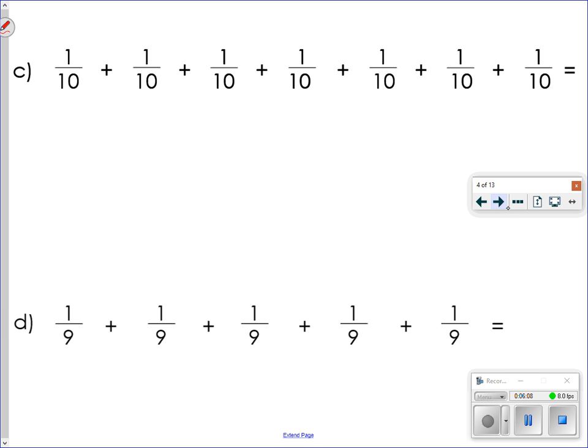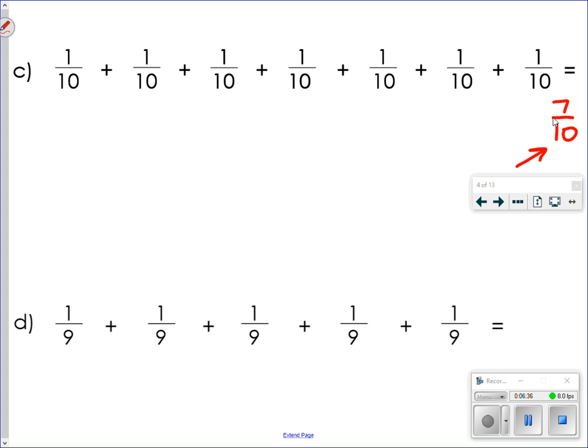1/10 plus 1/10 plus 1/10 plus 1/10 plus 1/10 plus 1/10 plus 1/10. How many tenths is that? That's 7 of them, 7/10. Okay, we're just using what we know about adding fractions, because if we have a common denominator, they're all tenths, then our answer is still tenths, isn't it? All we do is add the numerators as long as we have a common denominator.